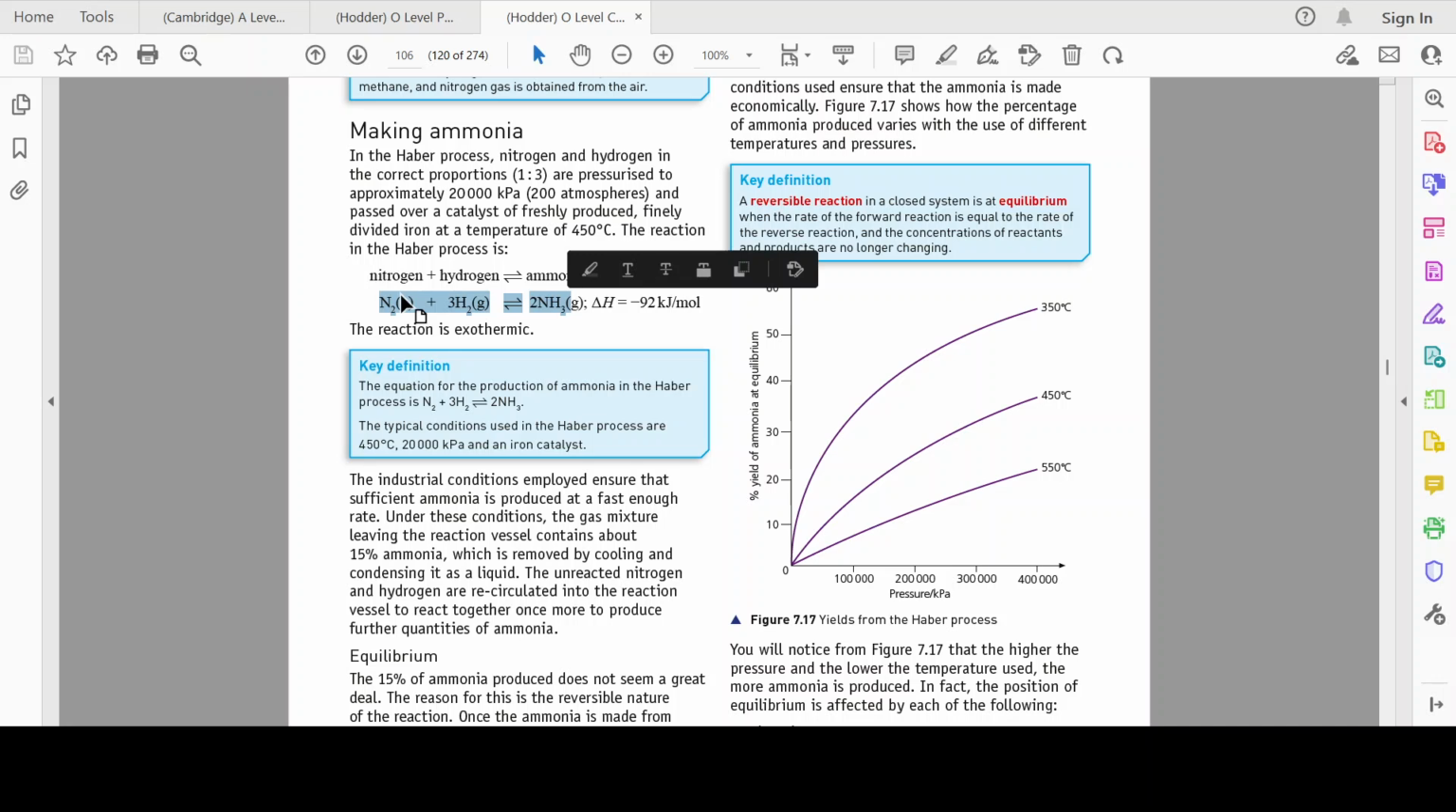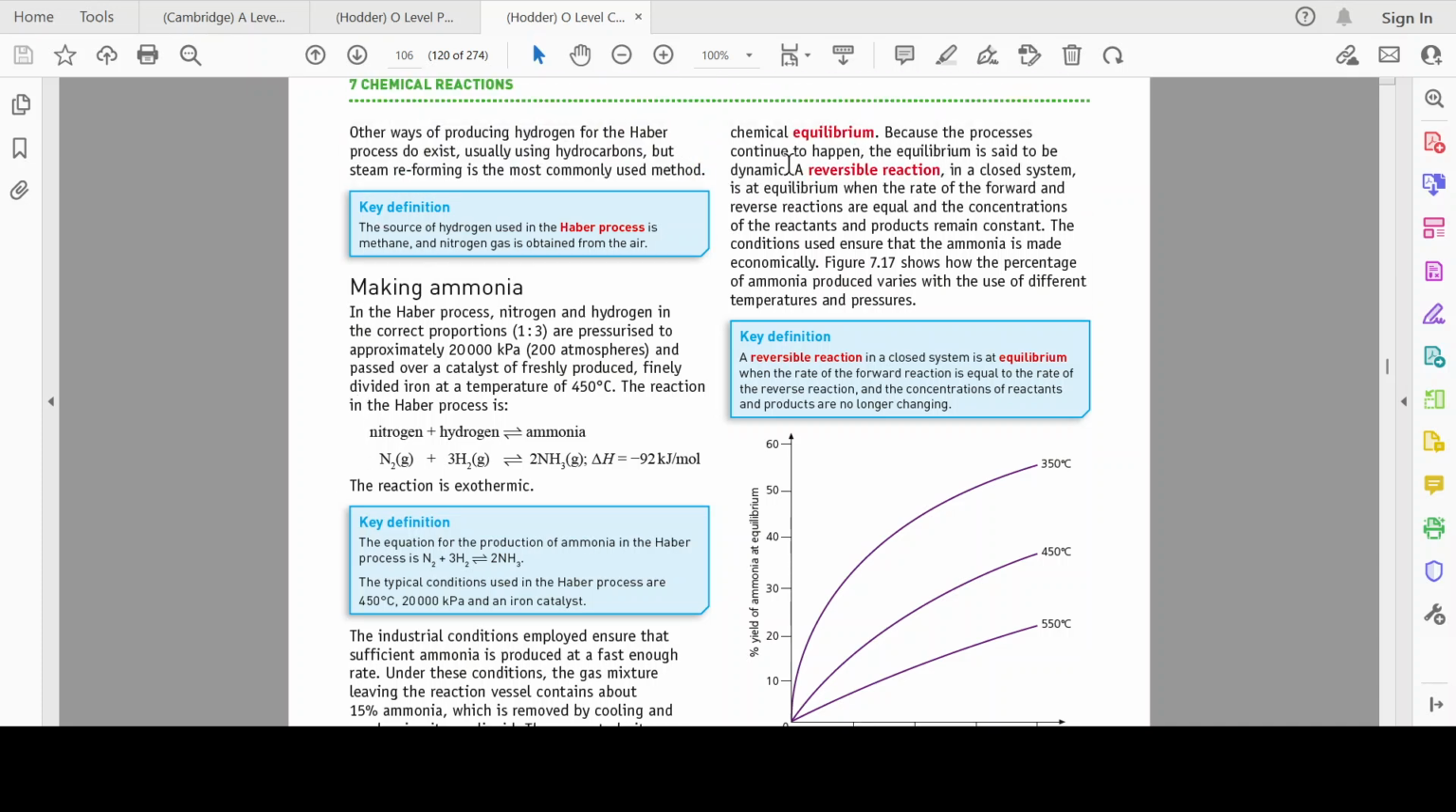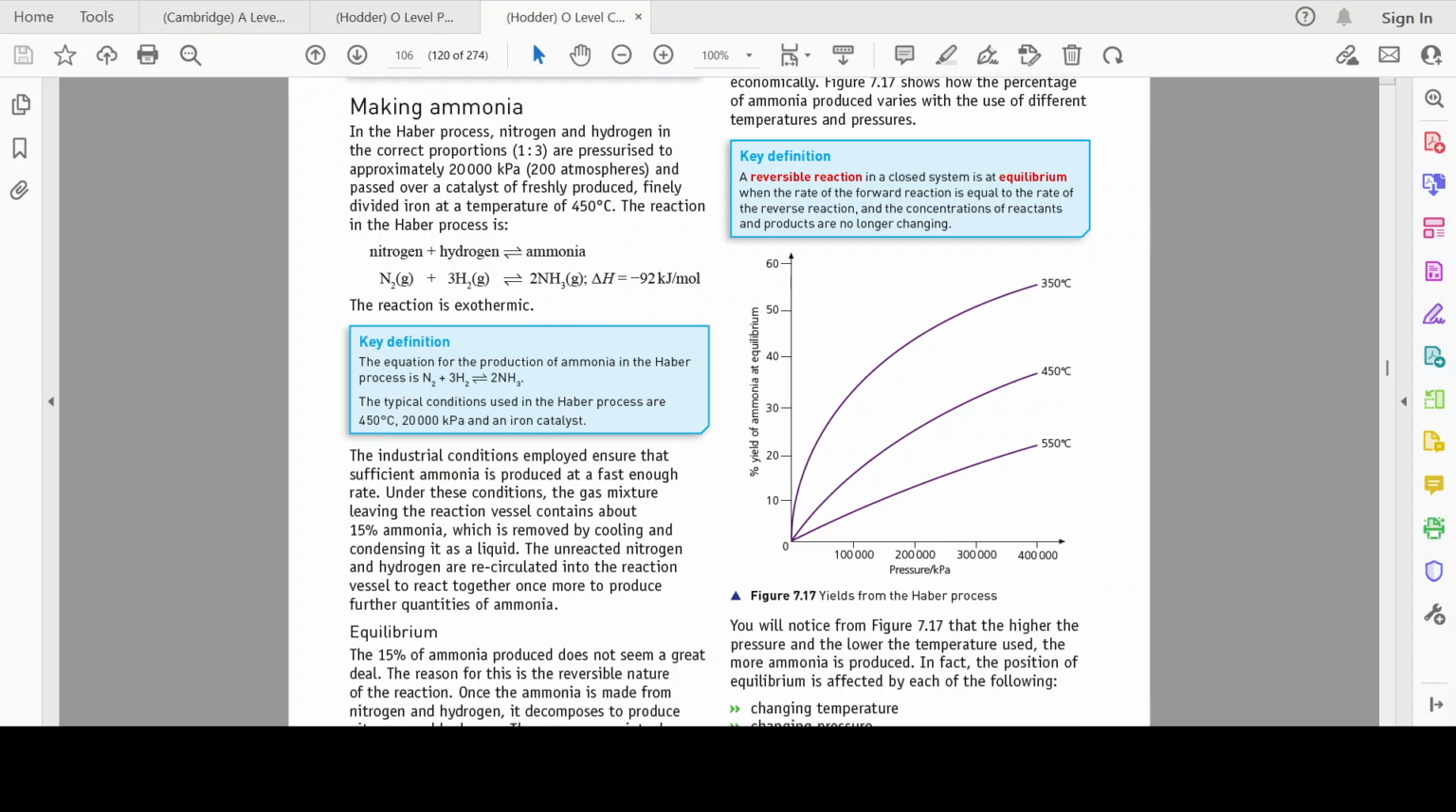So you've got nitrogen and hydrogen reacting to form ammonia, and you're still having ammonia going the other way. It is breaking up to form nitrogen and hydrogen, so that is continuing, but it's not causing a change in the concentrations. Because the reaction does not stop, it continues to happen, it's called dynamic equilibrium. Does that make sense? Okay, so let's go back to the whiteboard.